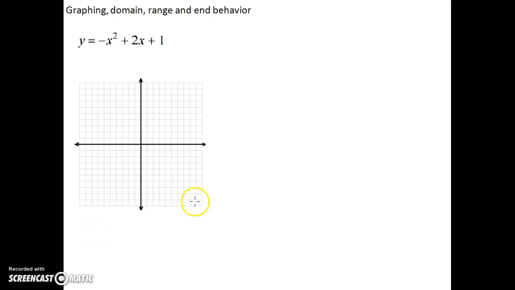Okay, so we're going to do graphing, domain, range, and end behavior for quadratics. So the first thing we want to do is with our equation, we want to label a, b, and c. So a is what's in front of the x squared. When there's no number, remember there's an invisible 1, so a is negative 1. B is in front of the x, so that's 2. And c is the constant, which is 1.